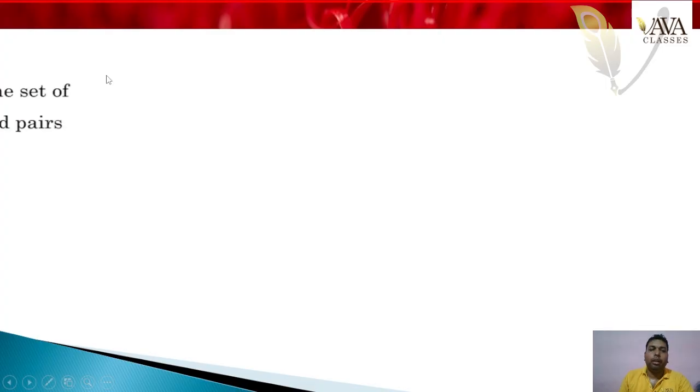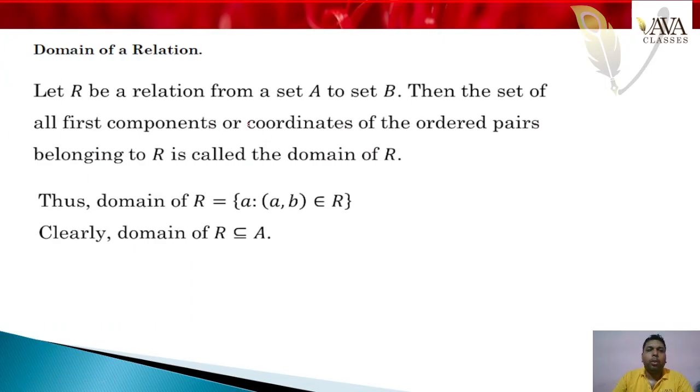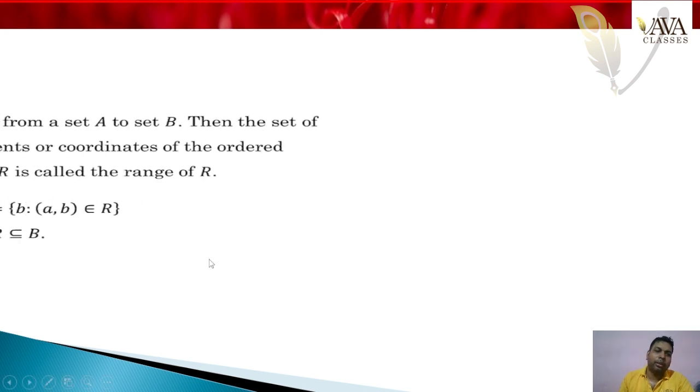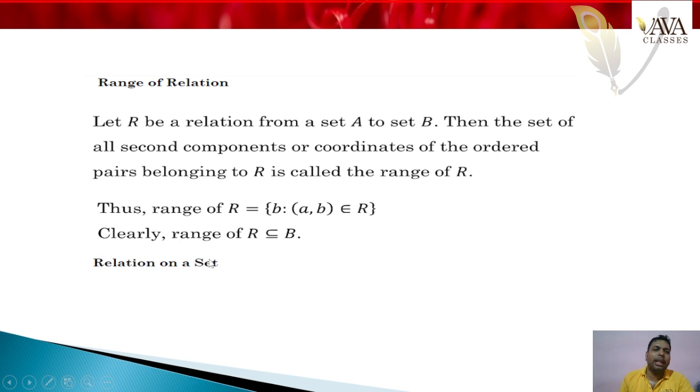Now, what is the domain of a relation? Let R be a relation from set A to set B. Then the set of all first components or coordinates of the ordered pairs belonging to R is called the domain of R. The domain of R is the set of a such that (a, b) belongs to R. Clearly, the domain of R is a subset of A. Okay. So, what is the range of a relation? We'll solve problems based on this.